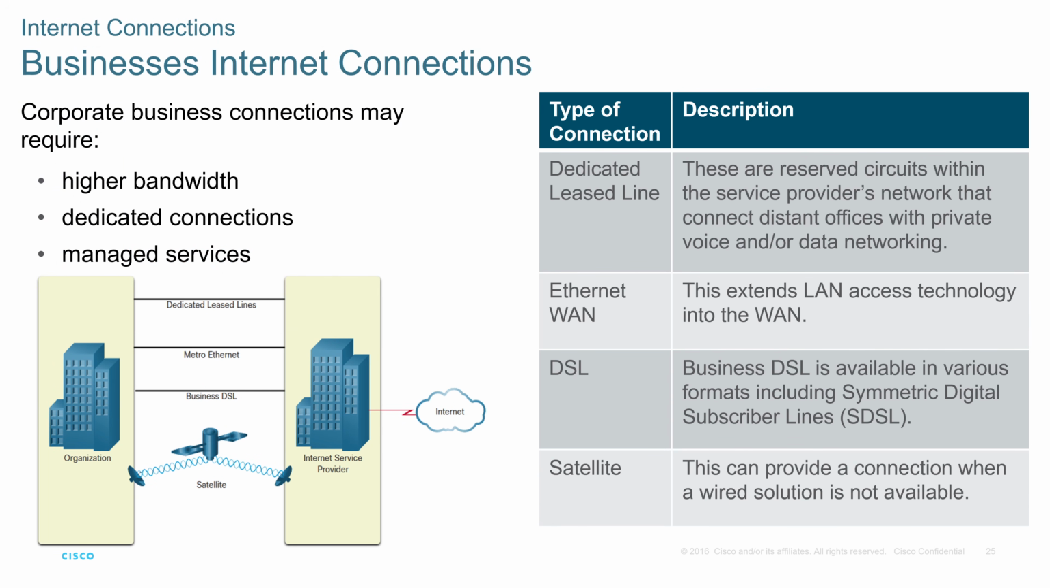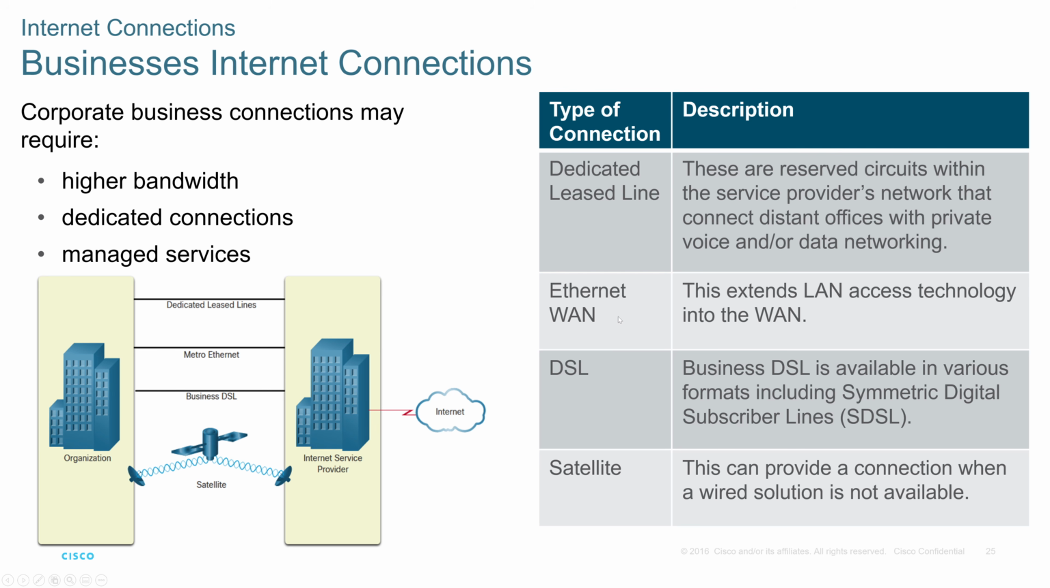The business internet connections include, as I mentioned, the dedicated leased lines, which are typically known as the leased lines. Some of them are like T1 or T3 lines, for example. There are reserved circuits within the service provider's network that connect distant offices with private voice and data networking. They are more expensive to buy, but they provide very high bandwidth and very high availability.